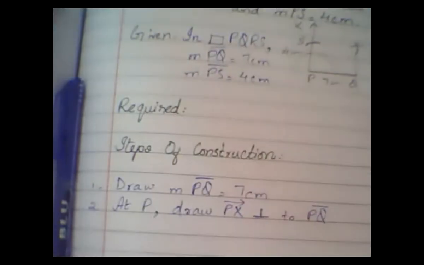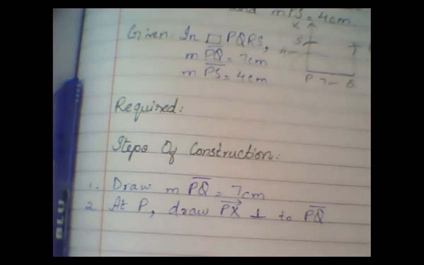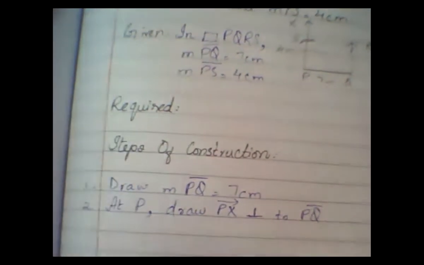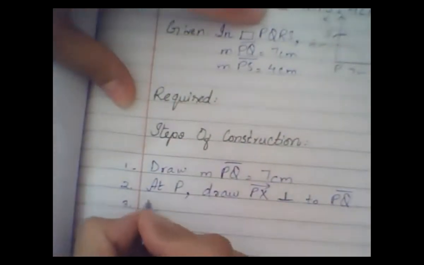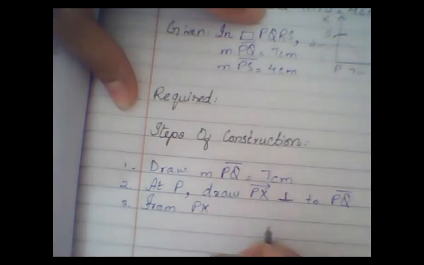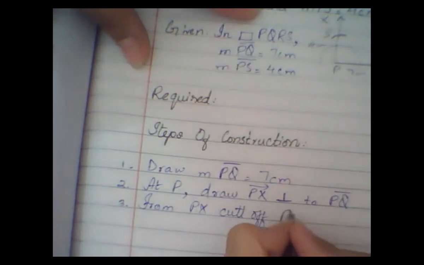Now the next turn is Ramla. Ramla, quickly bete, what will be the next step? Thank you Iman. Miss, from PX, cut off PS is equal to 4 centimeter. From PX, PX, okay, cut off PS, PS is equal to 4 centimeter.